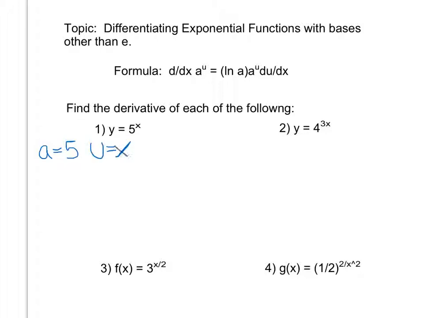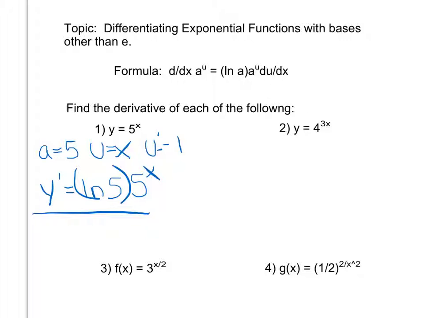My u is x. My du dx, which is the same thing as u prime, is just 1. Following my formula, y prime, the derivative of 5 to the x, becomes ln of 5 times a to the u, which is just 5 to the x, times du dx, which we said was just 1. There's really no point to multiplying things by 1. So here is my final answer. Here's my derivative. It is important that you put the parentheses around ln of 5 or that you put the 5 to the x out front so it doesn't look confusing about what you're taking the natural log of.